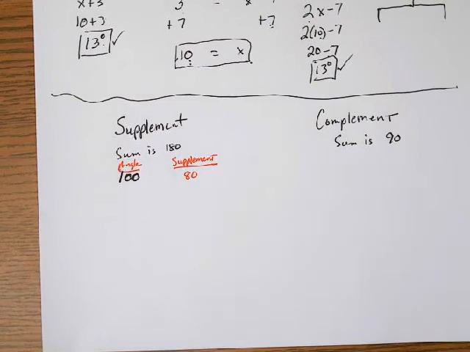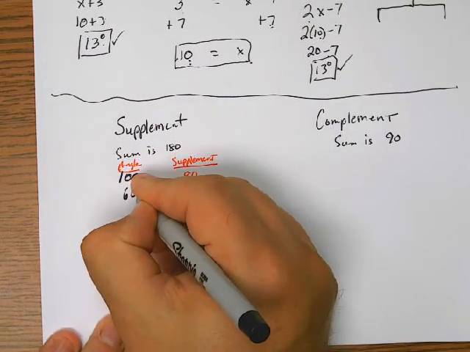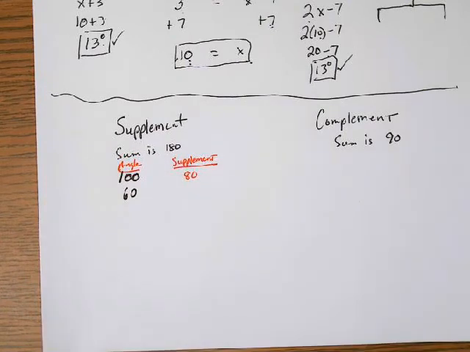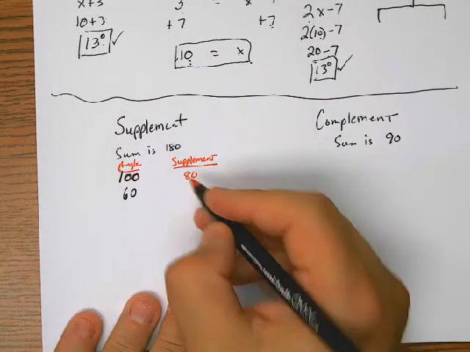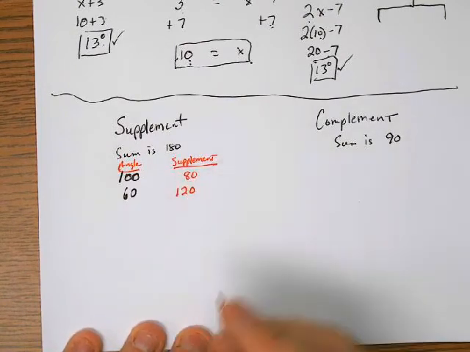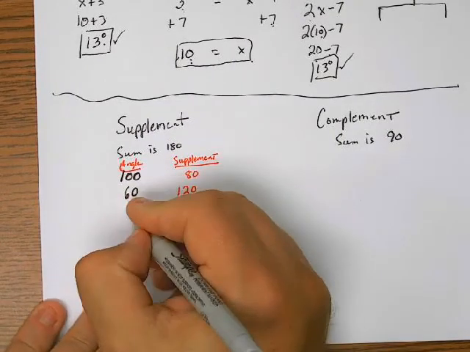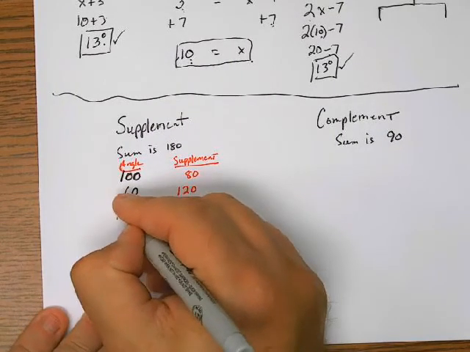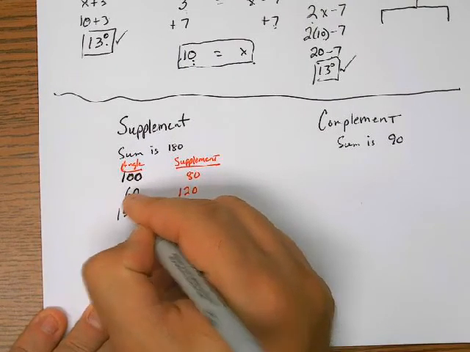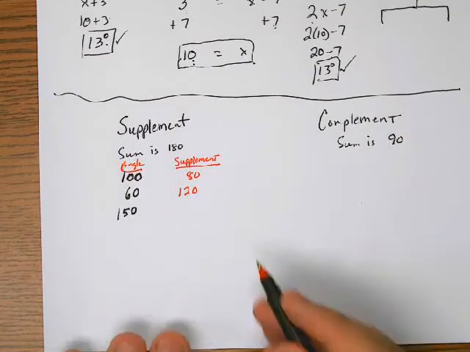Let's do another one. If I tell you that an angle is 60, Chase, don't help her out. Chase, what's the supplement? Good. You guys following it? Okay, let's do another one. If I tell you that an angle is 150, Kylie, don't help her out. What's the supplement?